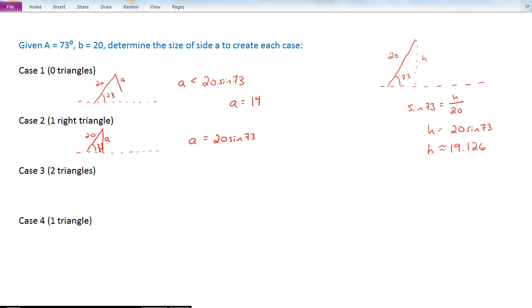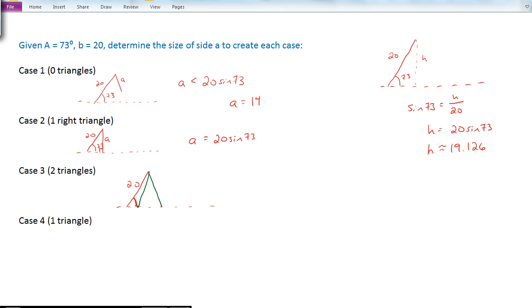Okay, in the third case, I'm going to take a little bit more room here, make my drawing a little more clear. I have a 73-degree angle, my side length 20, and I'd like A to be, if you don't mind, I'm just not going to mark 73. I know you're going to know that that's 73, but for the sake of the picture, I'd like side A to be long enough to reach over here and over there.